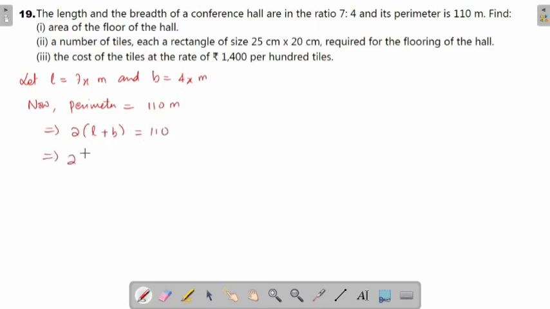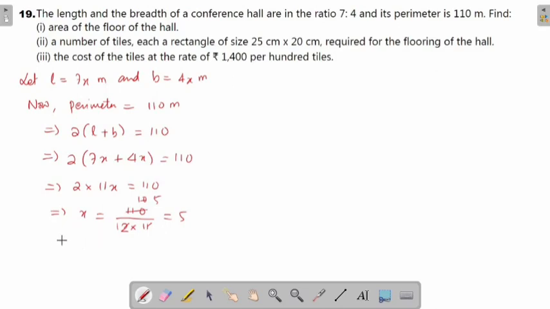So let's put the value. So 2 into L. L is 7x plus we have B. B is 4x, right? So this is 110. So we have 2 into, this is 7 plus 4 is 11x is 110. So we have x from here is 110 divided by 2, and 11 goes to the denominator. So do the cancellation. You get this to be equals to 5, right? So 11 this becomes 10, so 2 1s are 2, 2 5s are 10, so this becomes 5.